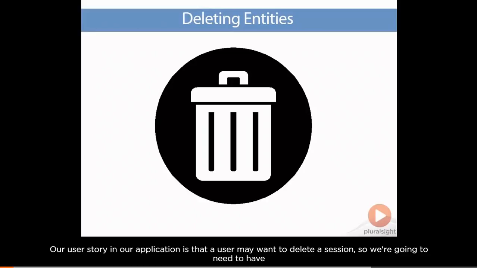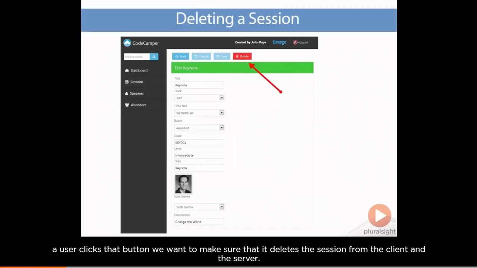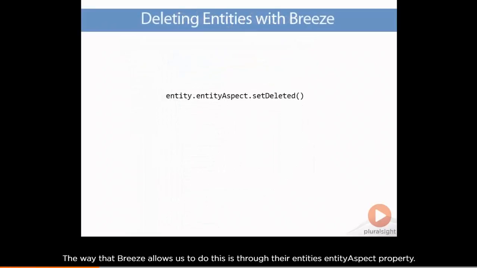Our user story in our application is that a user may want to delete a session. So we're going to need to have some way to allow that user to do it. In our case, we're going to have a delete button right here. And when a user clicks that button, we want to make sure that it deletes the session from the client and the server. And the way that Breeze allows us to do this is through the entity's entity aspect property.